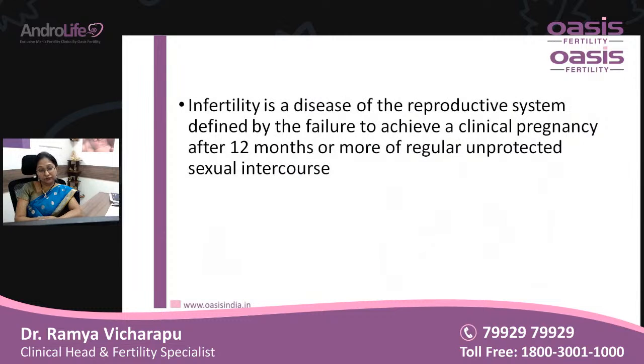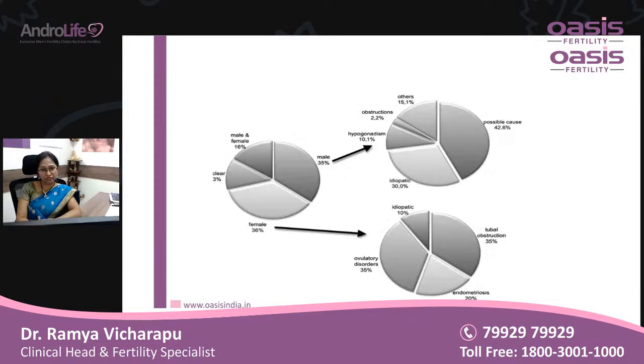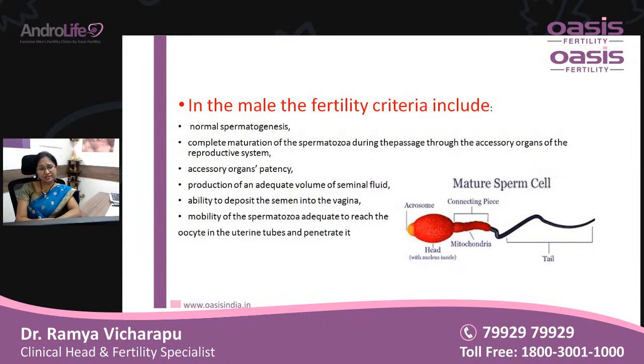Infertility is a disease of the reproductive system, defined by the failure to achieve a clinical pregnancy after 12 months or more of regular unprotected sexual intercourse. As we all know, infertility may be related to a female factor only, a male factor, or both the male and female factors together. So, first, coming to the male factor.